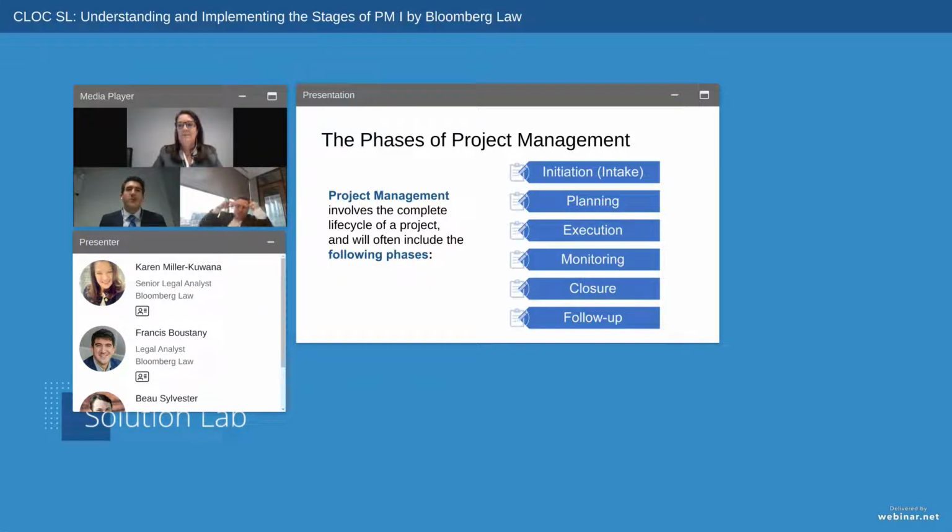And Bo, during our preparation, you brought up some really interesting points: that project management in legal operations and in a legal context is often different from project management in other contexts, and that one is more vertical and the other is more horizontal. Could you tell the attendees today a little bit about that and maybe provide some examples there?